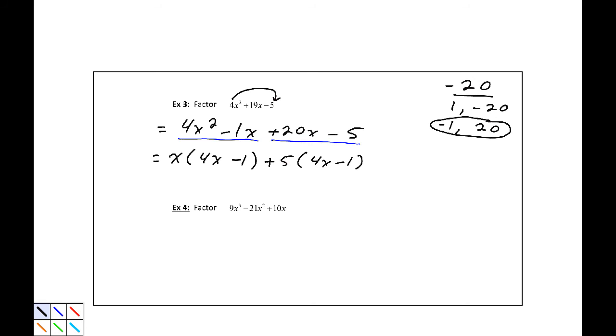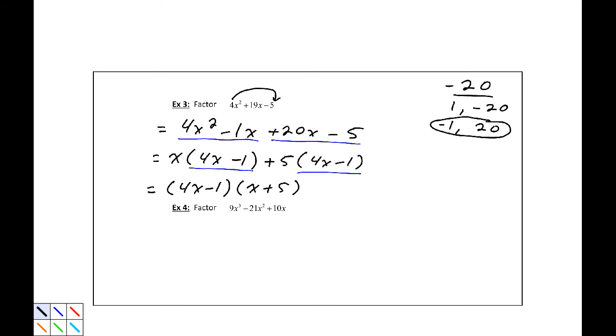I have a common binomial factor of 4x minus 1. So this results in parentheses 4x minus 1 and the GCFs that I factored out earlier, x plus 5. So that 4x squared plus 19x minus 5 factors altogether as 4x minus 1 multiplied by the quantity x plus 5.